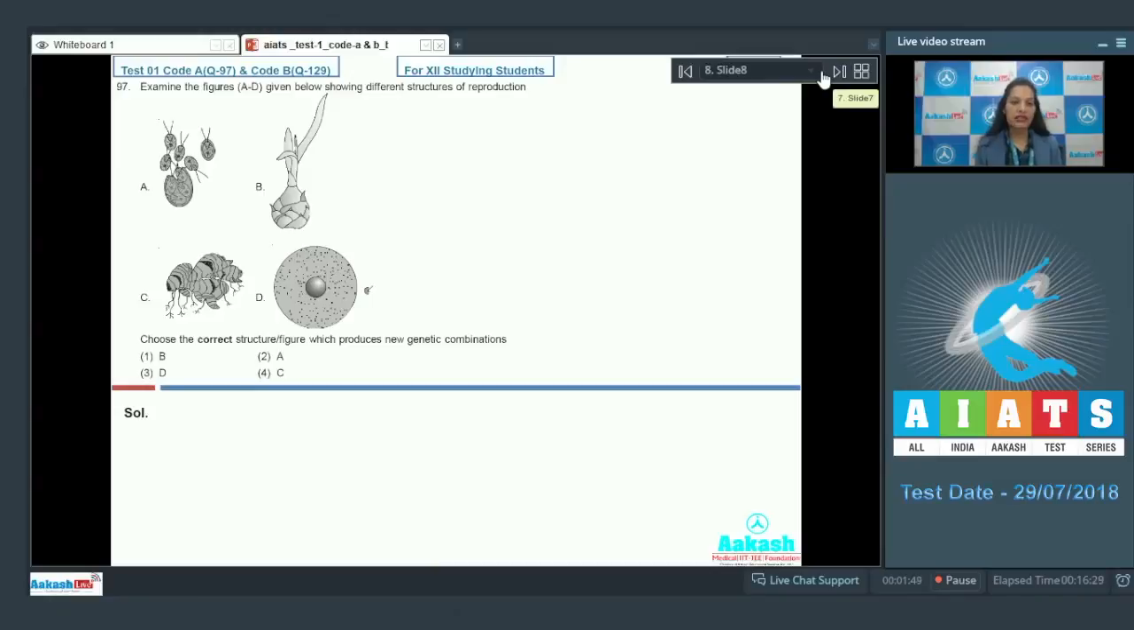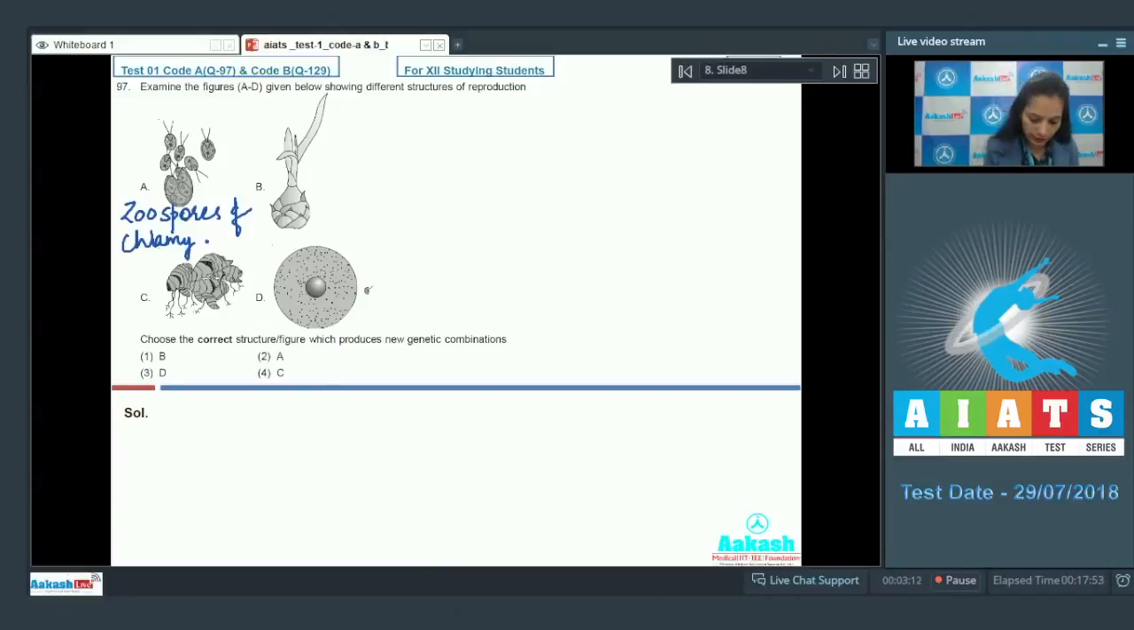Question number 97. Examine the figures A to D given below showing different structures of reproduction. Figure A, B, C and D are given and you need to choose out the structure which produces new genetic combinations. You may be knowing about it that the new genetic combinations come from sexual reproduction. Sexual reproduction because वहाँ पर fusion of gametes है, दो अलग अलग parents gametes produce करते हैं, gametes fuse करते हैं, and then that leads to the formation of a zygote which creates the genetic combinations. But in case of asexual and vegetative propagation, there is no genetic combinations. Why? Because only a single parent is involved. There is no fusion of gametes over there. So here, which figure can produce the new genetic recombinations in which sexual reproduction is involved?